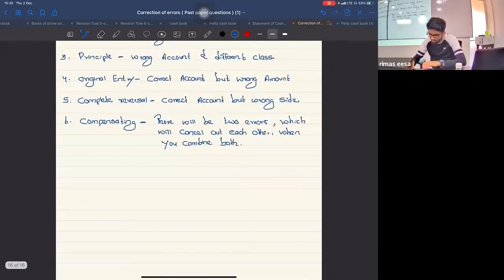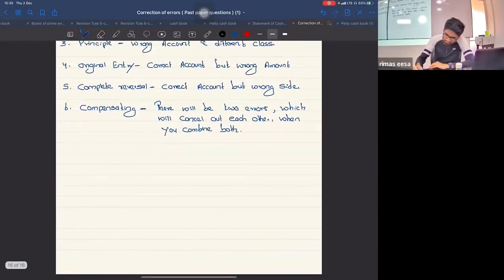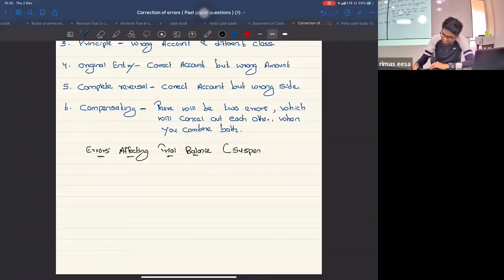Okay, now the subheading: errors affecting trial balance. Within brackets write suspense, because all the errors which are affecting your trial balance, you have to correct through an account called suspense account. So the subheading will be errors affecting trial balance, which should be corrected through an account called suspense.